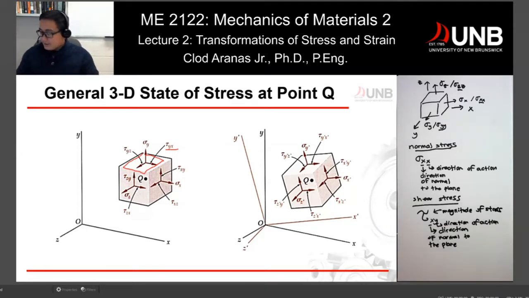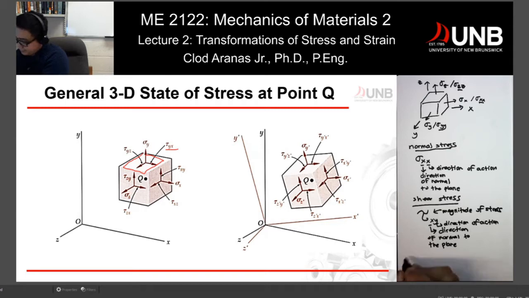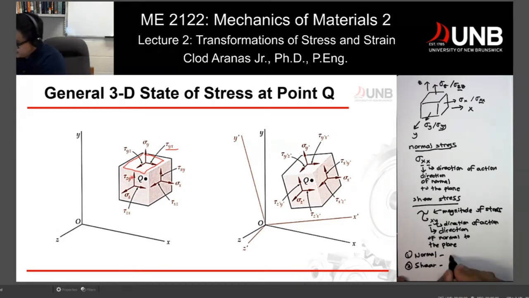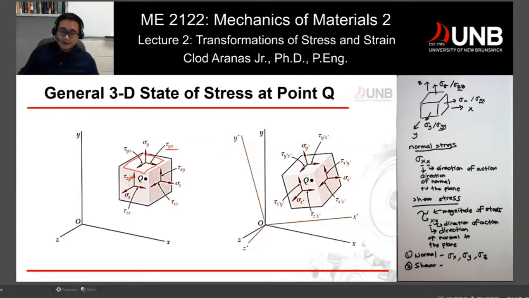Now, let's summarize the different stresses that we see in a general 3D state. We can have normal stress and shear stresses. For normal stress, we have x, y, and z. So we can have sigma x, sigma y, and sigma z, or we can call them xx, yy, and zz. That's the same thing. And we have shear stresses.